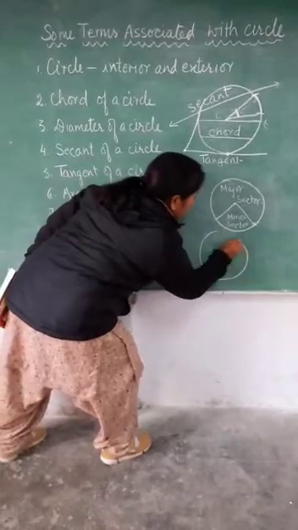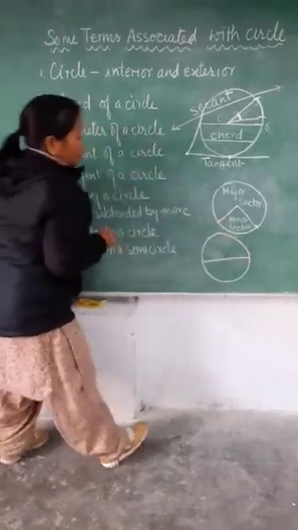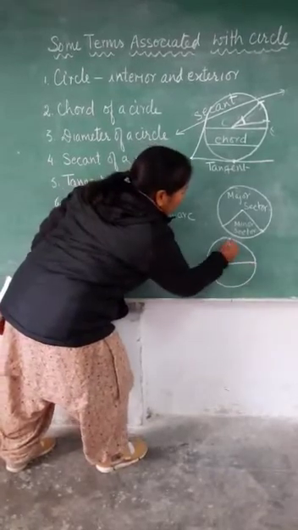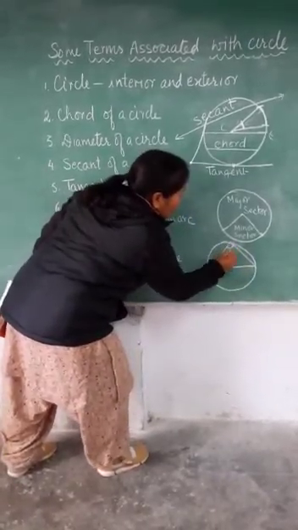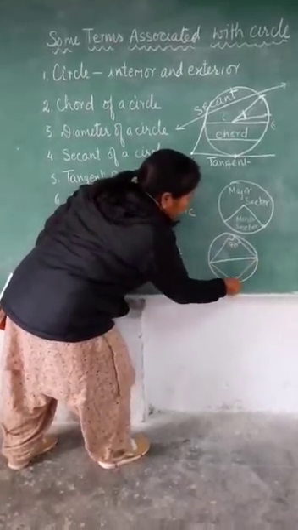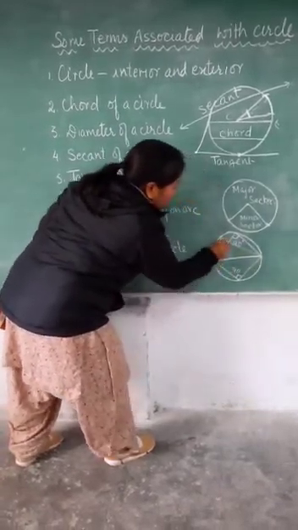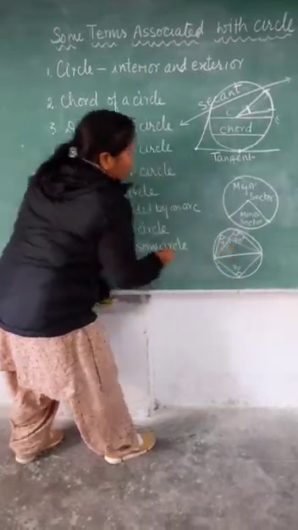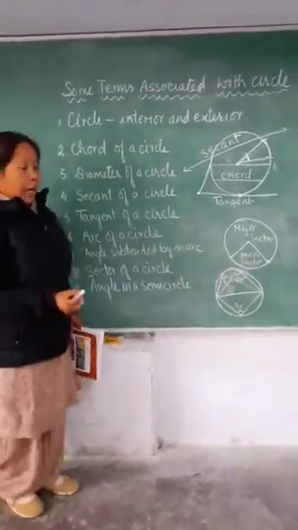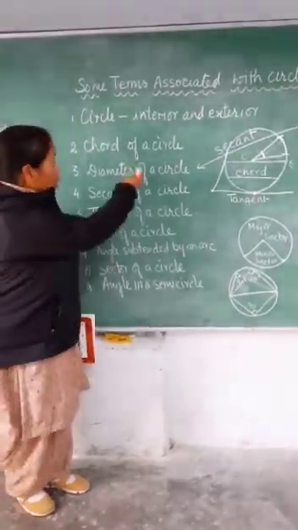Now angle in a semicircle. If a circle is divided into two equal parts, this is called the semicircle. Semicircle means half of the circle, and in a semicircle, anywhere on the diameter, if an angle is formed, this angle is always equal to 90 degrees, whether it is this side or this side, anywhere 90 degrees. Like this, if we draw another angle over here, this is also equal to 90 degrees. So these are the terms associated with the circle, and in exercise 15 all the questions are given related to these terms only.